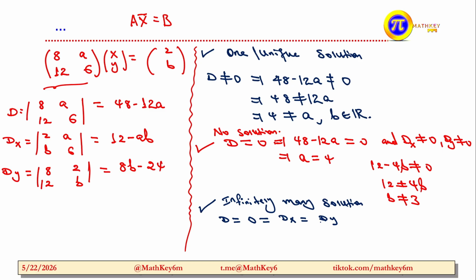So dx, dy and d all must be 0. What does it imply? It shows that d is equal to 0 when a is equal to 4, as we said. We did that here.